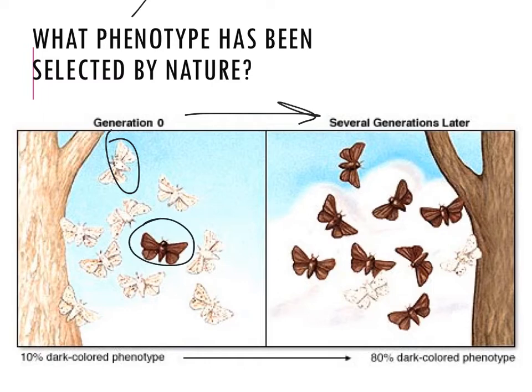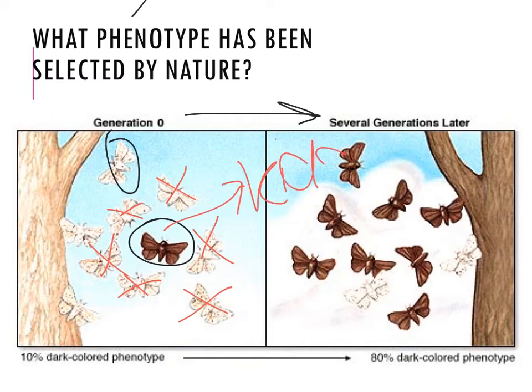Several generations later, we have more dark-colored and less white-colored. So what happened to those white-colored ones? Well, they died off. And the dark ones were the ones that survived and had kids and passed the trait of being dark down to their kids. That means nature selected for being dark. In that environment, there was some reason that being dark allowed those moss to better survive.